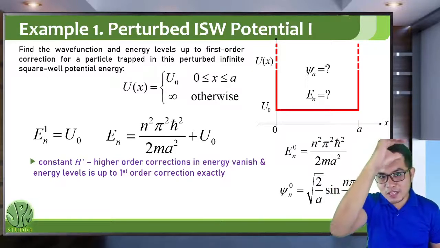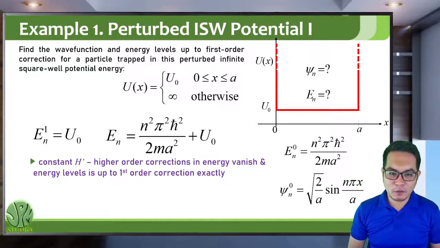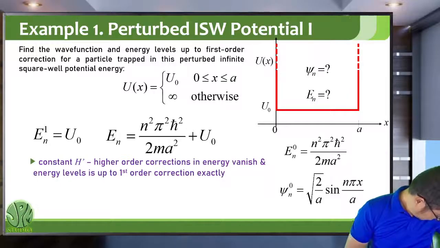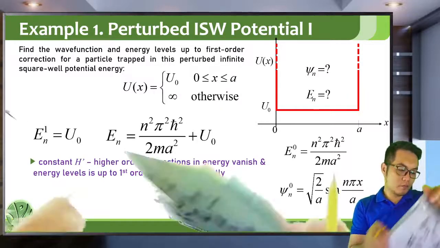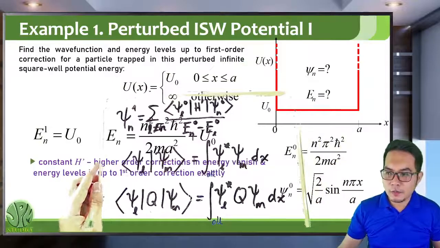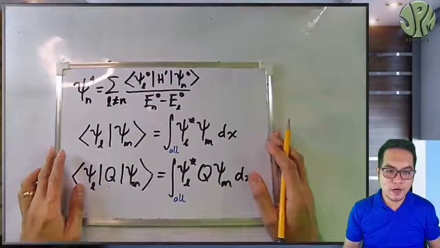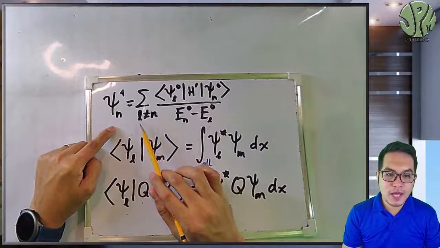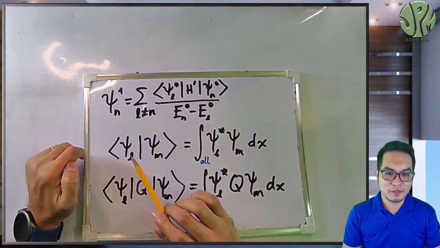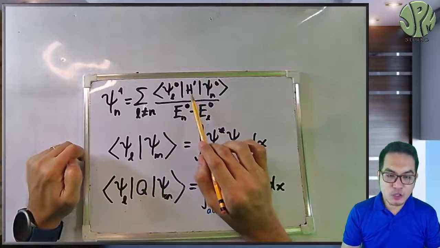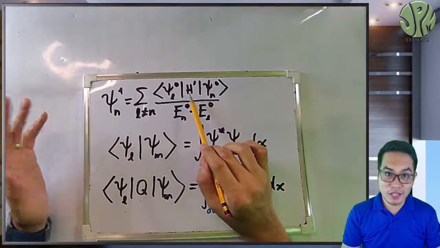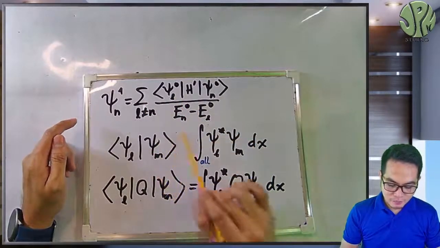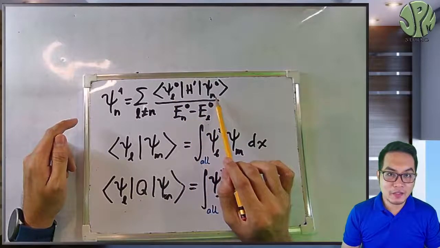Now, how about the wave function up to the first order? What is the first order correction in the wave function? If you will recall the formula for the first order correction in the wave function, this is the one. And take note, this is a summation over L not equal to N. Our H' in this case is U_0. It's a constant, so we can take it out of the integral, and you will be left with ⟨ψ_L|ψ_N⟩.